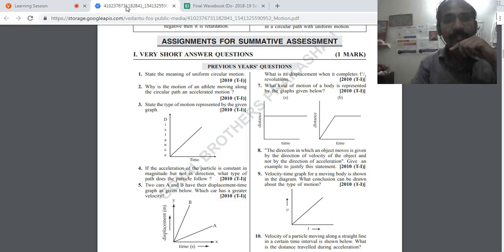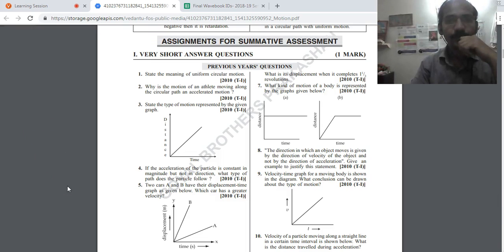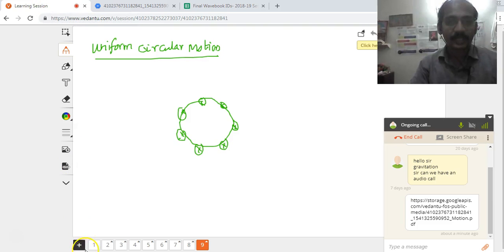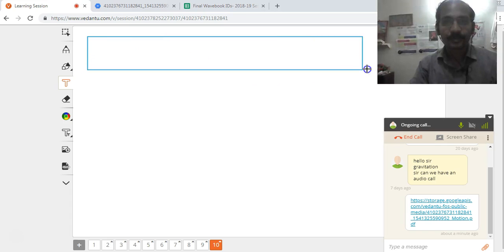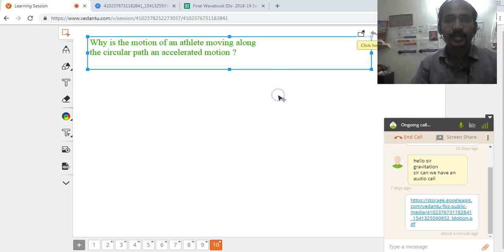Why is the motion of an athlete moving along a circular path an accelerated motion? Can you answer? I understood the meaning, but I don't know how to write it in physics words. That's what I'm making you practice now. This question, how are you able to answer? Okay, what is your internal meaning? What did you understand from this question?